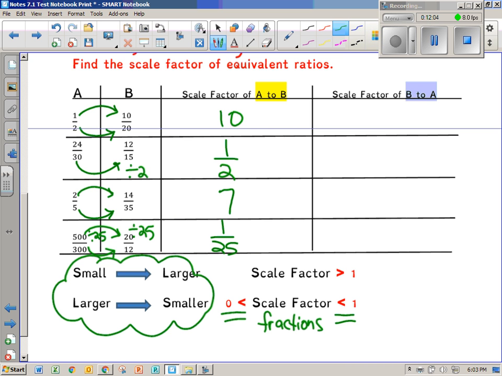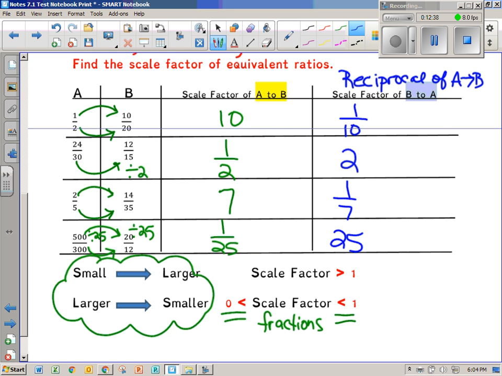So if you want to reverse it, you really don't have to do any work. If you reverse it, this is just going to be the reciprocal of A to B. So we reviewed reciprocal back in Unit 4. So the reciprocal of 10, 1/10. Reciprocal of a half is 2 over 1, or 2. Reciprocal of 7, 1/7. Reciprocal of 1/25 is 25.